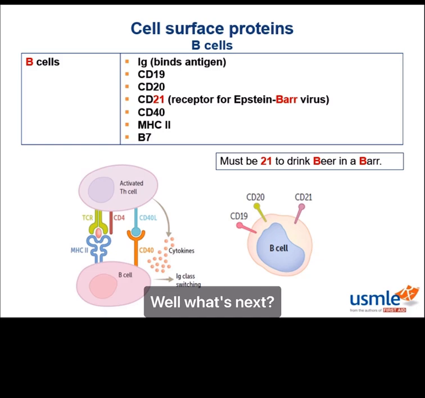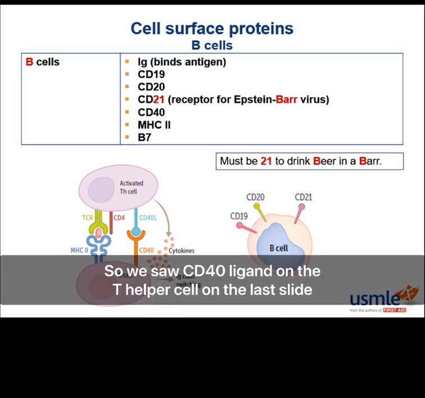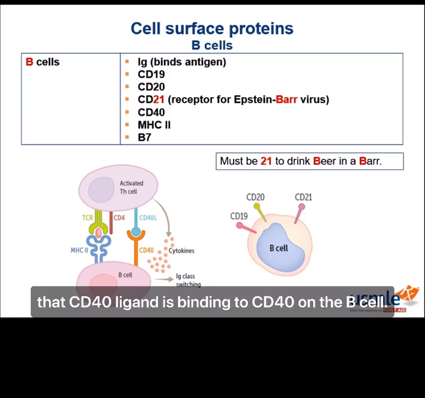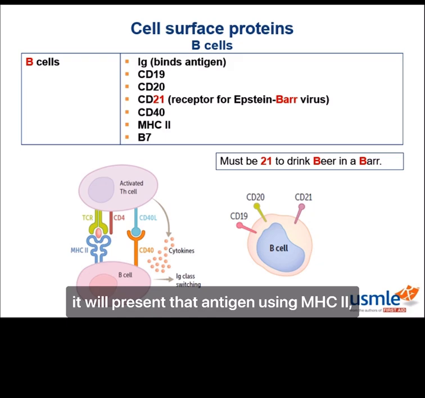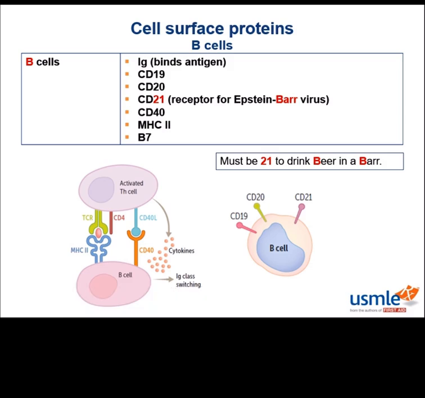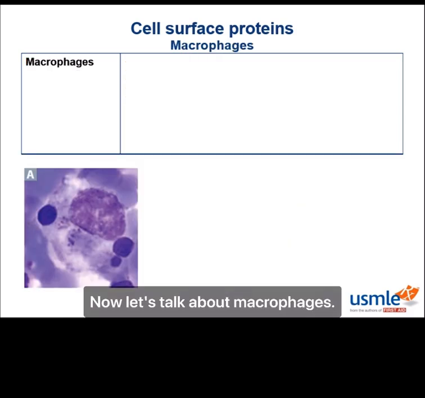Well, what's next? So we saw CD40 ligand on the T helper cell on the last slide, and here we see down below on the left that CD40 ligand is binding to CD40 on the B cell. Now, since B cells can be antigen-presenting cells, it will present that antigen using MHC2, and it has B7 for a co-stimulatory signal. Now, let's talk about macrophages.